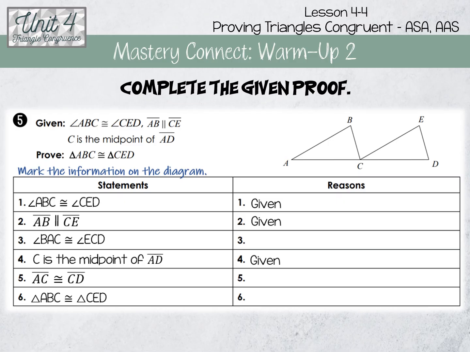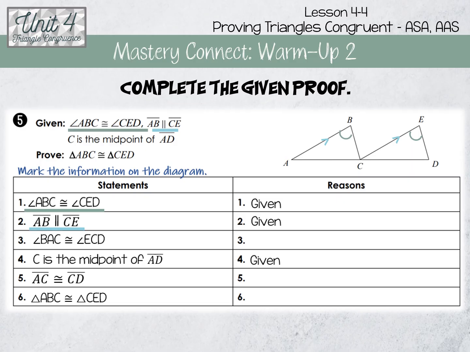Number 5, another proof, angle ABC. Look at it on the picture. Is congruent to angle CED. There we have it. It's given. I marked it in the diagram. Parallel. Segment AB is parallel to segment CE. Marked it with arrows. That's given.